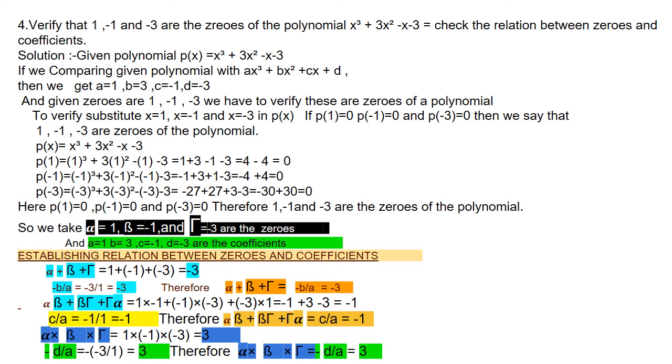Now alpha into beta into gamma is equal to 1 into minus 1 into minus 3 is equal to 3. Minus d by a is equal to minus of d. What is d? D is equal to minus 3, by 1. Minus of minus is plus, that is 3 by 1 is equal to 3. So we can establish that alpha into beta into gamma and minus d by a, these two results are the same, that is 3. So alpha into beta into gamma is equal to minus d by a, that is equal to 3. So students, with this fourth problem, this exercise is completed. Okay, we will see in the next class.